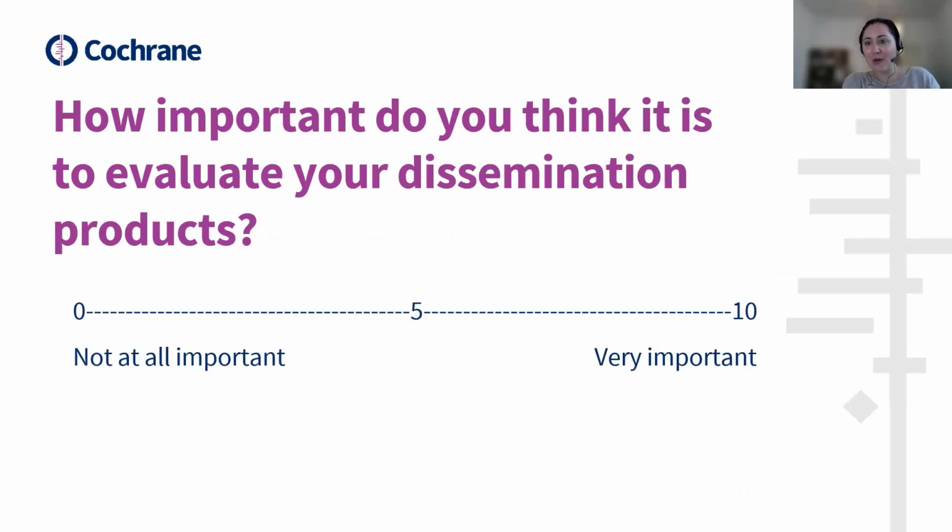First, we're going to start out with 2 questions, just to gauge your mindset around evaluation. To participate, there's a tab at the top of your screen. If you click on View Options, then Annotate, then Stamp, you'll be able to stamp along this line where you agree or disagree with the statement. This first question is, how important do you think it is to evaluate your dissemination products? 0 is not at all important, 10 is very important, and 5 is somewhere in the middle.